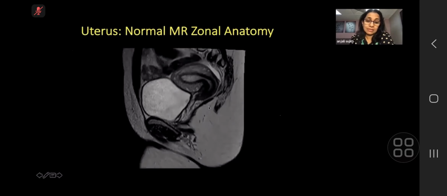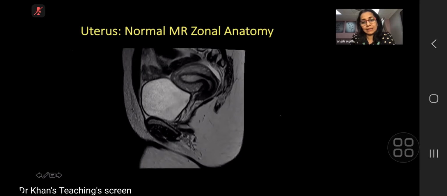Now, T2 weighted MR images depict very beautifully the zonal anatomy of the uterus. It has an inner high signal zone, which is formed of endometrium. It is of high signal because of mucin-rich endometrial glands.